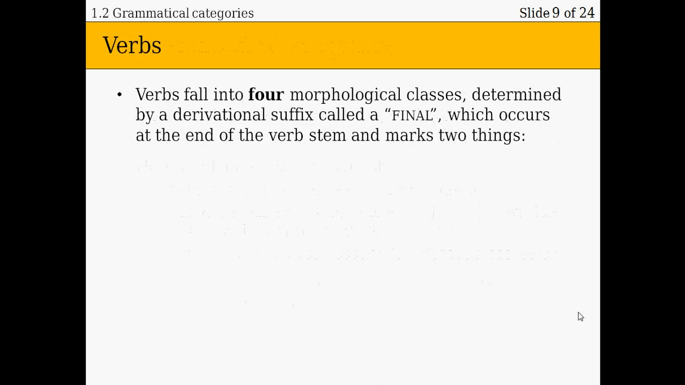Moving on to verbs, which are by far the most complex of the grammatical categories in Algonquian languages. So there are four subclasses of verbs based on their morphology. And this is determined by a suffix that occurs at the end of the verb stem. The suffix is called a final. It's a derivational suffix, and it has two functions. It marks the verb as being either transitive or intransitive.